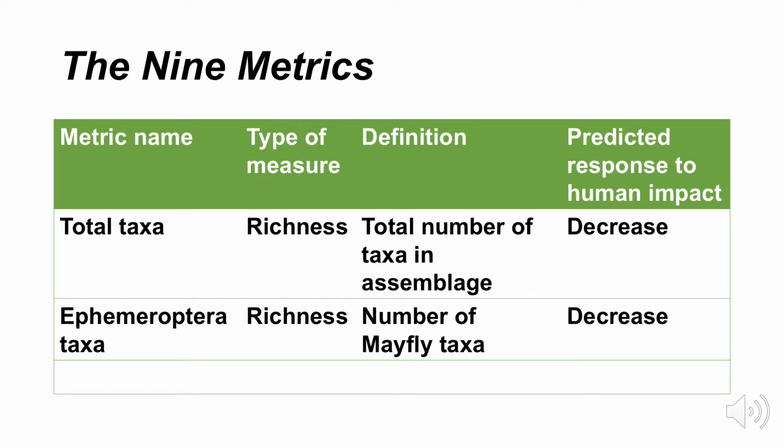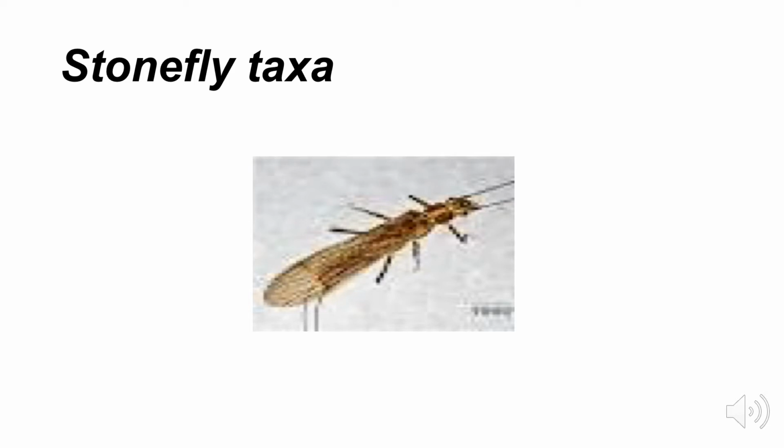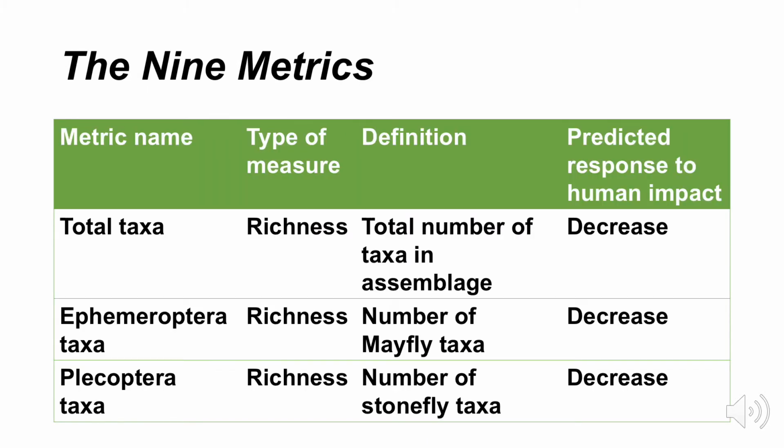The third measure of richness, we look at the stoneflies. Picture of a stonefly, and it's a lot like the mayfly taxa. We're interested in the richness. How many different taxa of stoneflies are there? The predicted response to human impact is the more human impact on the environment, the fewer stonefly taxa we're going to find. So here's 3 of our 9 metrics right off the bat.